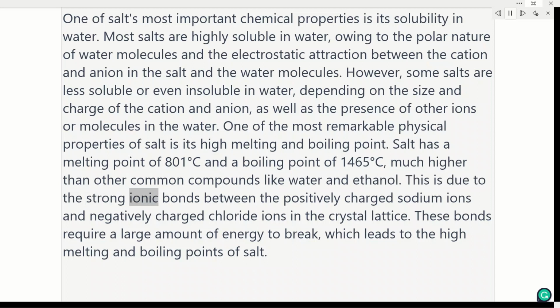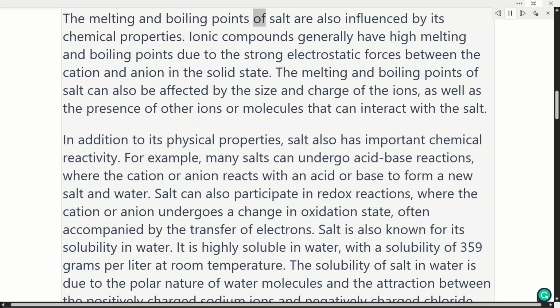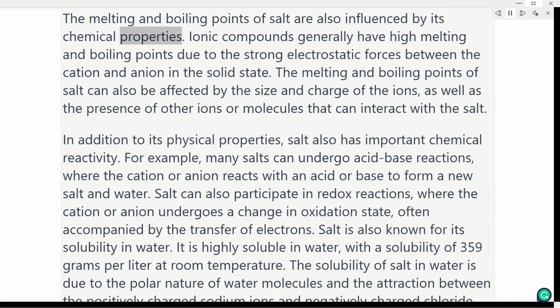This is due to the strong ionic bonds between the positively charged sodium ions and negatively charged chloride ions in the crystal lattice. These bonds require a large amount of energy to break, which leads to the high melting and boiling points of salt. The melting and boiling points of salt are also influenced by its chemical properties.